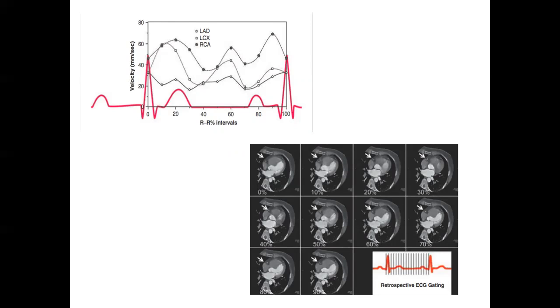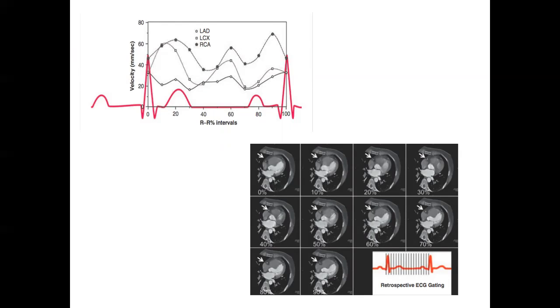This depends on what the heart rate is. So that is ideal when the heart rate is on the low side. If somebody's tachycardic, the best chance of finding somebody's coronaries to be without motion is during this other period, which is at 40%, so end systole.